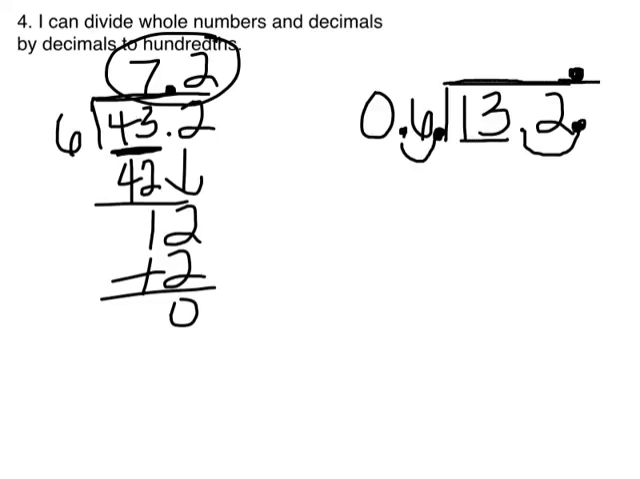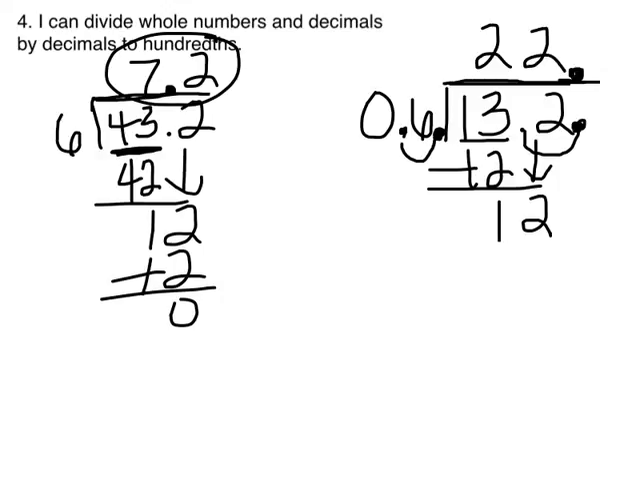6 can go into 13 twice. Then we're doing regular long division. 6 can go into 12 twice. 0. So our answer there is 22, and there's our decimal. You can put a 0 behind it if it makes you feel better, but it does not change the value of the number.